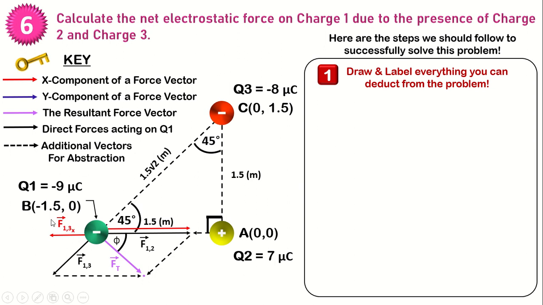And then here's the x component of the force on charge 1 due to the presence of charge 3. And this red arrow, like I said, represents the force on charge 1 due to the presence of charge 2 in terms of its x component. And here's the y component of the force on charge 1 due to the presence of charge 3.